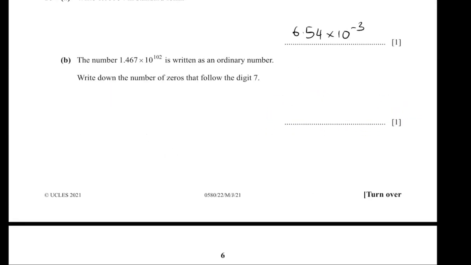The number 1.467 times 10 to the power 102 can be written as an ordinary number. Write down the number of zeros that follows the digit 7. If I were you, I'd need to see how many decimal places we need to move. So 1, 2, 3. So after this one here, we'll only have 99 zeros after the digit 7.